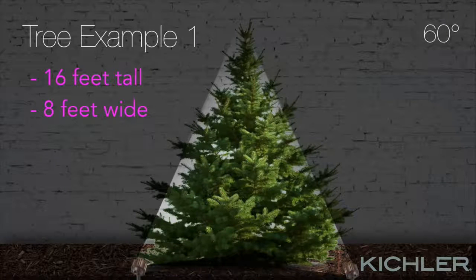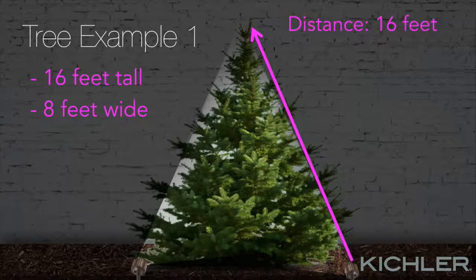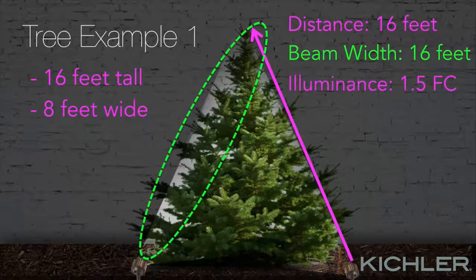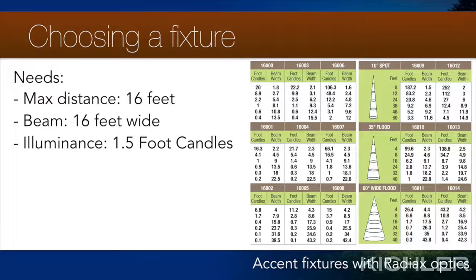The 60-degree beam illuminates much of the face of the tree, making it easy to pick out as an evergreen from a distance. Now that we've chosen our beam spread visually, let's figure out what lumen output we need. The top of the tree is 16 feet from the fixture. We need a beam spread of about 16 feet to cover the whole tree, and we want 1.5 foot candles at the top of the tree. With this information in hand, we can consult our photometric chart.